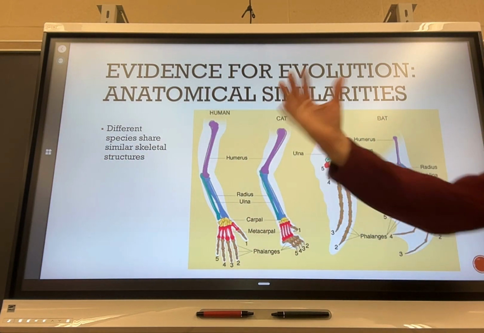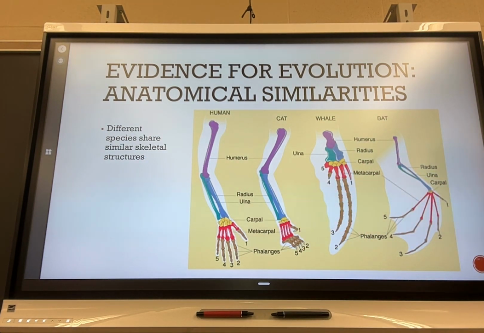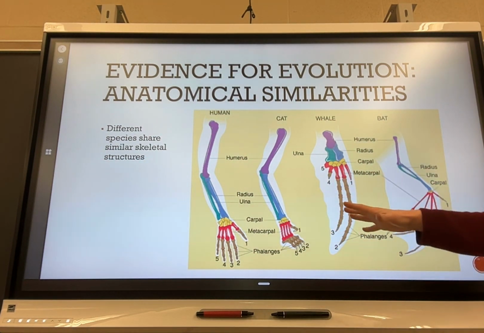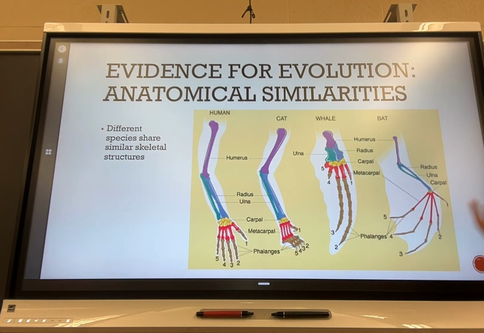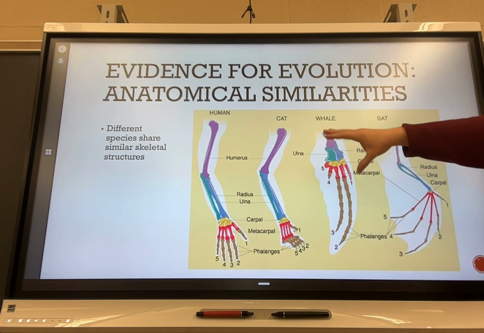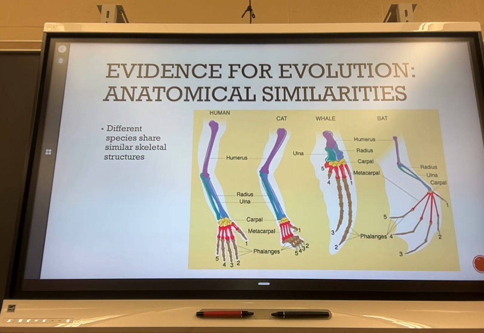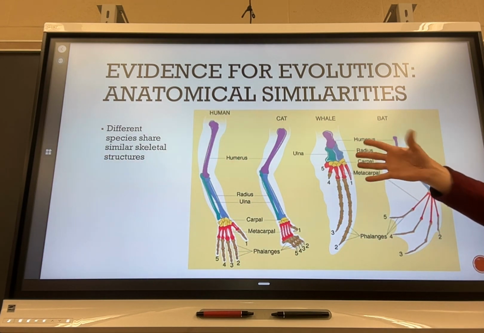So 1, 2, 3, 4, 5 on a human. Cats have 5 fingers. Whales, they don't even have hands, but they still have 5 fingers. And bats have wings, but they still have 5 digits. So this trait shows how this has diversified over time. Whales obviously swim, so they are more likely to need flippers. Bats fly, so they need wings rather than fingers like us. But you can see that at some point, there was a common ancestor between all of these individuals that decided 5 fingers work best. Humans, obviously, we use it because of our opposable thumbs.